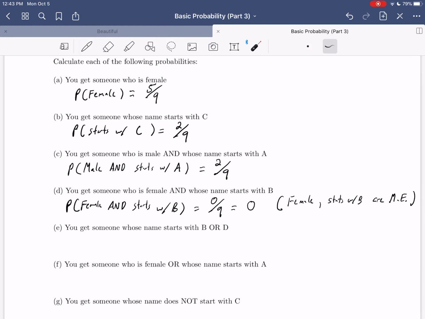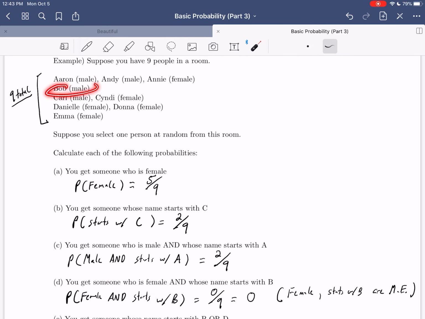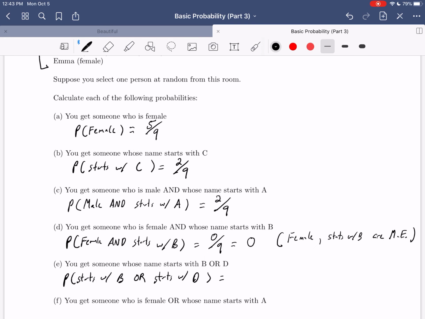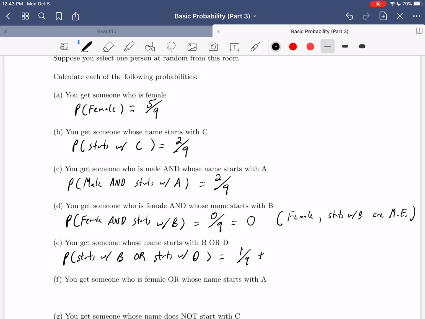All right, now we get someone whose name starts with B or D. So probability starts with B or starts with D. Okay, so we know that there's an OR here, so we know we're going to be doing some sort of addition. For starts with B, let's go back and see. There'd only be one person who starts with B, that's Bob, so we know that that's going to be 1 out of 9, plus starts with D. For starts with D, there's 2 people, Danielle and Donna, so plus 2 out of 9.